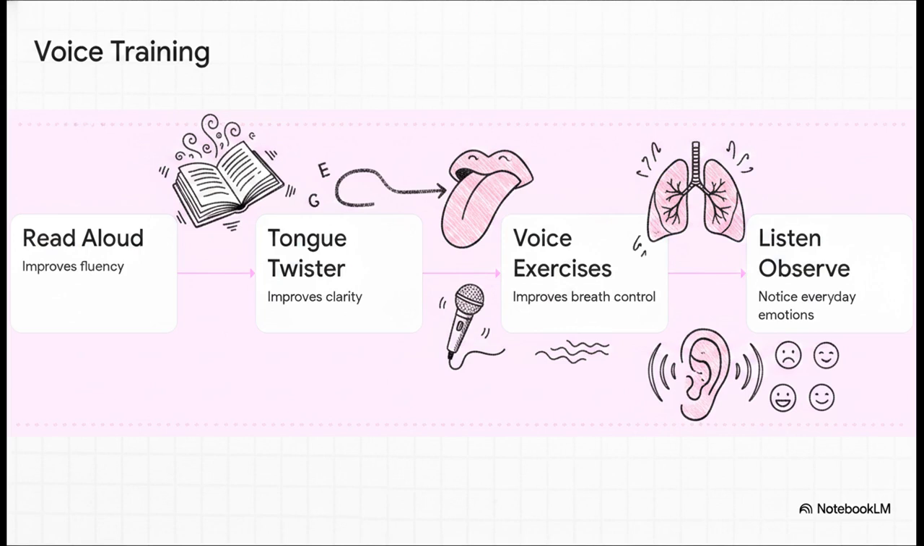Step 1, reading aloud. Taking stories or poems and reading them out loud massively improves your fluency. Step 2, tongue twisters. This hones your pronunciation and clarity. Step 3, voice and breathing exercises. These improve your breath control so you don't awkwardly run out of air mid-sentence. And Step 4, listening practice. Simply observing how people in everyday life actually express their emotions.